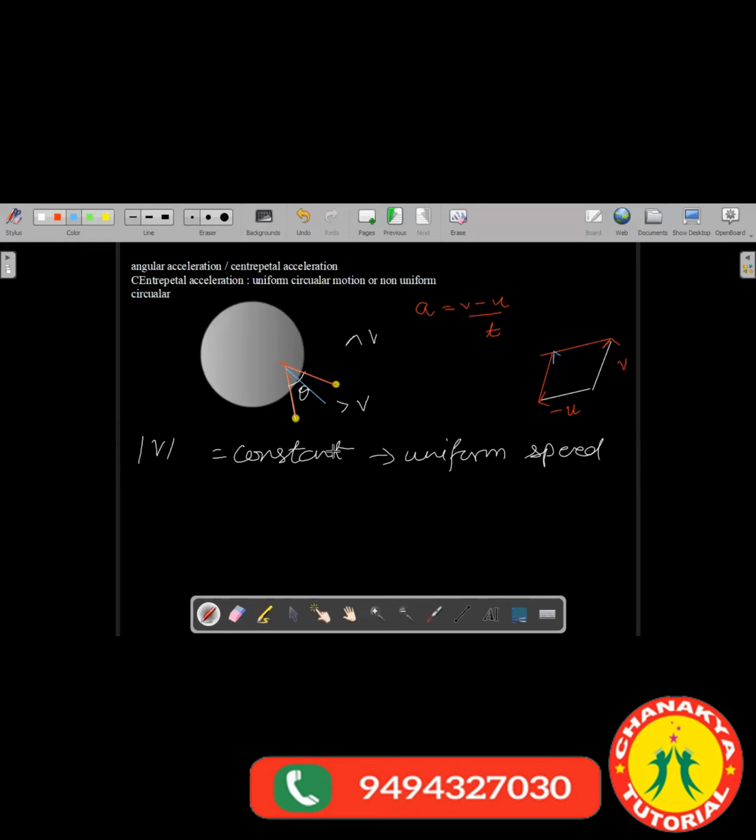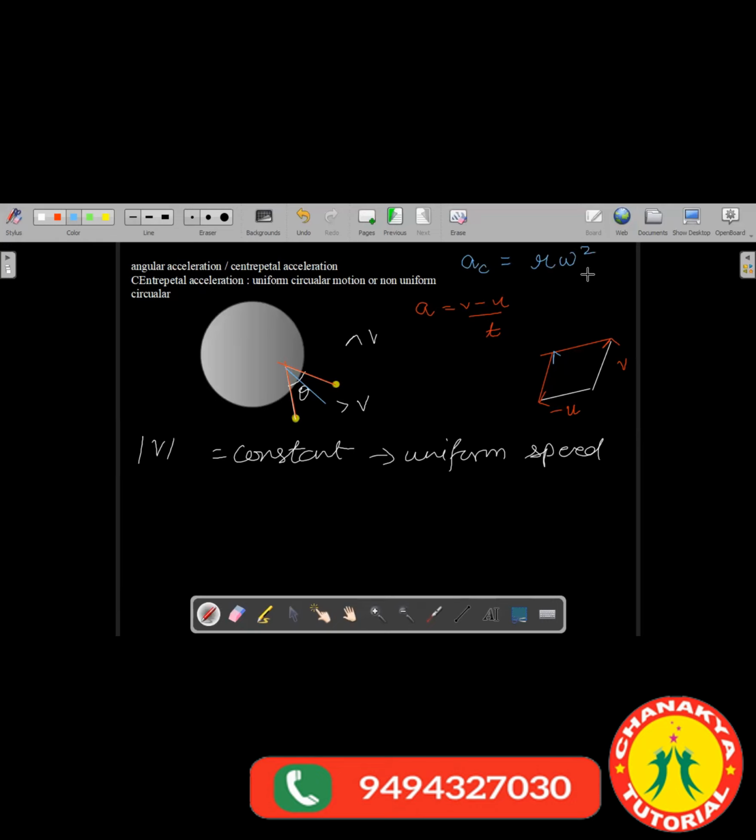So the value of this acceleration has been calculated again using the vectors. As we had seen, we can find out the resultant of the vector. So here the resultant vector, that is our this one, its magnitude can be calculated, and this magnitude of the vector, that is acceleration, is given as v squared by r or r omega squared. So centripetal acceleration is given as r omega squared.